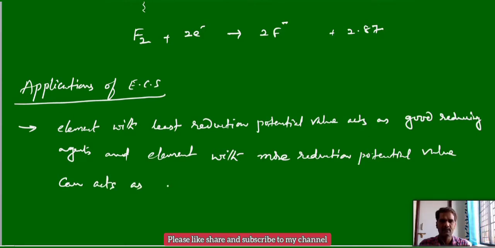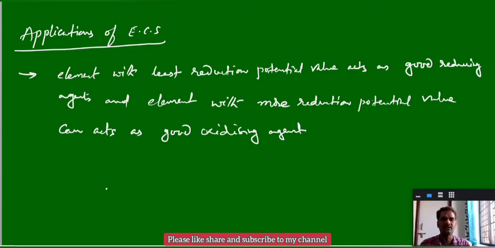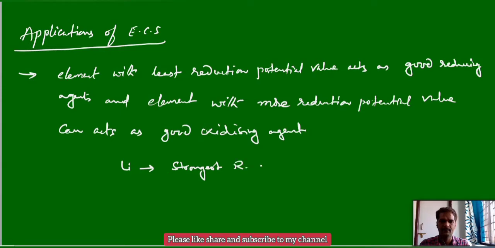Can act as a good oxidizing agent. So from the electrochemical series, you can see lithium at the top. Among all elements, lithium is the strongest reducing agent. Overall in the periodic table, lithium is a strong reducing agent. And similarly, at the bottom of the electrochemical series, you can see fluorine with more positive values. So that is the strongest oxidizing agent.